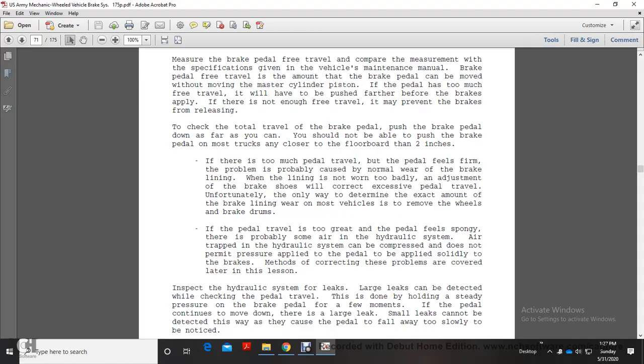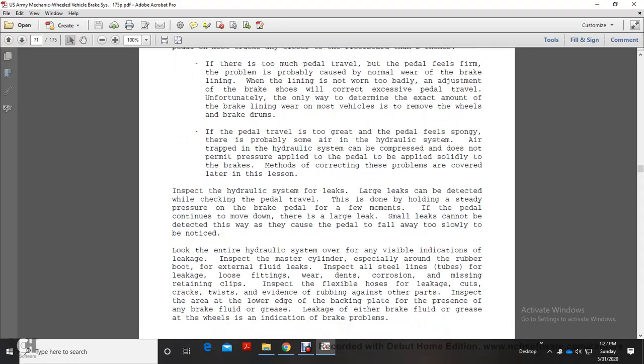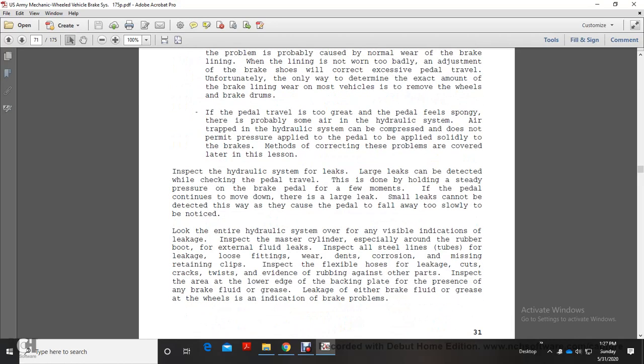Unfortunately, the only way to determine the exact amount of brake lining wear is to remove the wheel and the brake drum. If the pedal travel is too great and the pedal feels spongy, there is likely a problem with air in the hydraulic system. Air trapped in the hydraulic system can be compressed and does not permit the brake pedal to apply the brakes solidly. The methods for correcting these problems are covered later in this lesson.